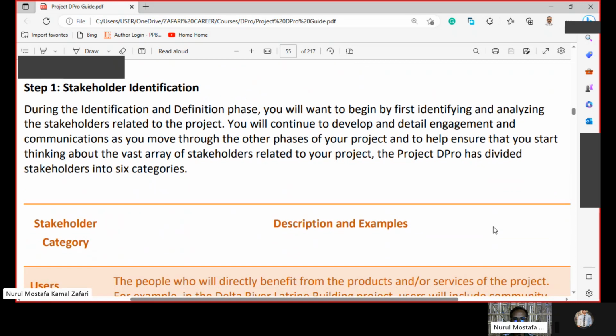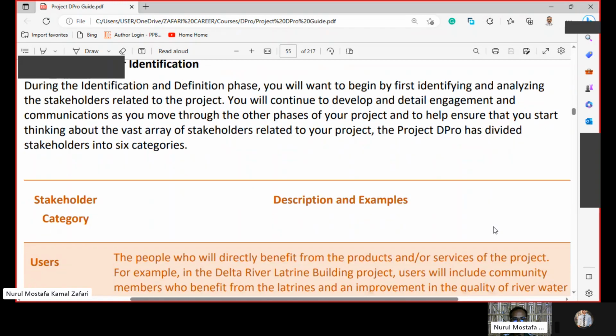Step 1, stakeholder identification. During the identification and definition phase, you will want to start by identifying and analyzing the stakeholders related to the project. You will continue to develop and detail engagement and communications as you move through the other phases of your project, and to help ensure that you start thinking about the vast array of stakeholders related to your project, the Project DPro has divided stakeholders into 6 categories.